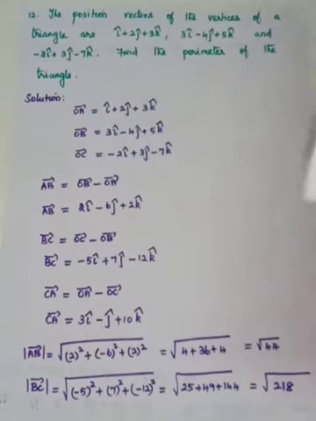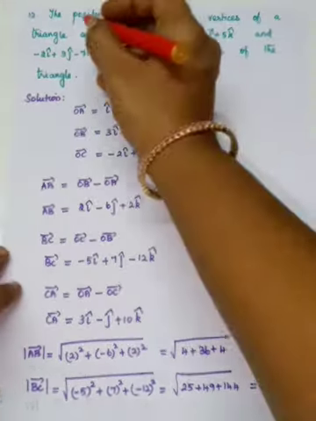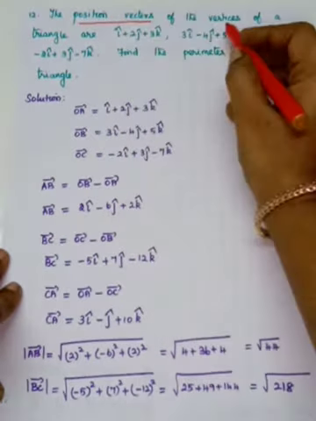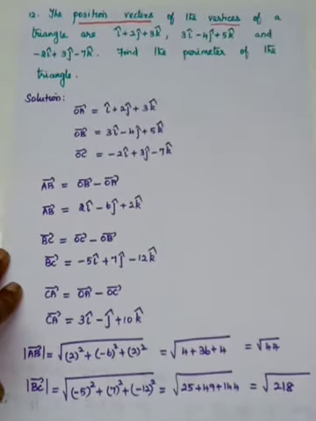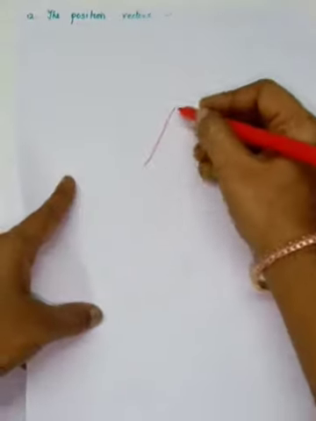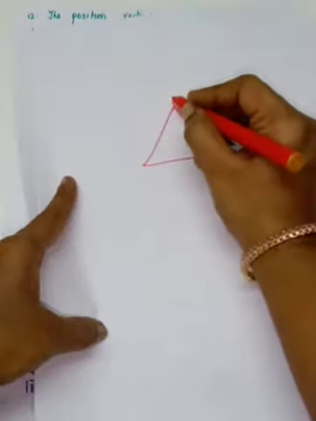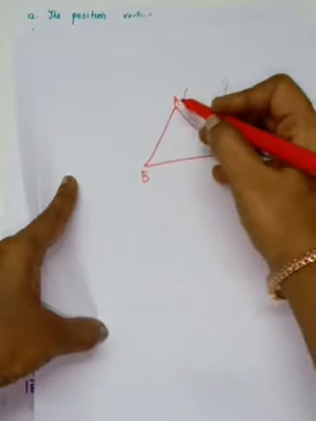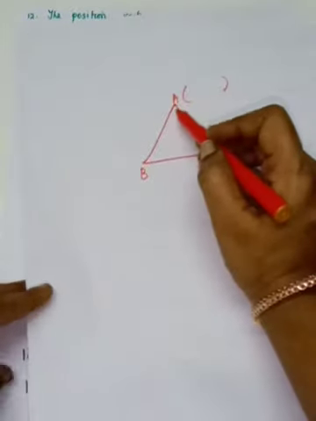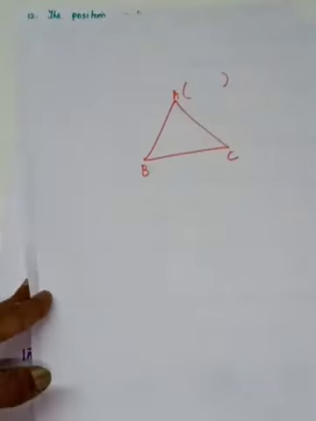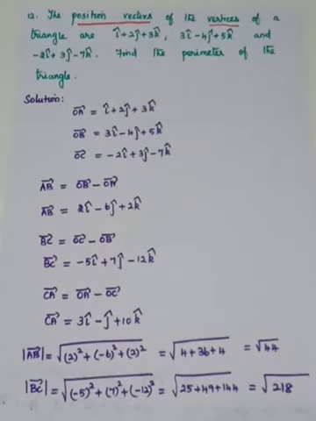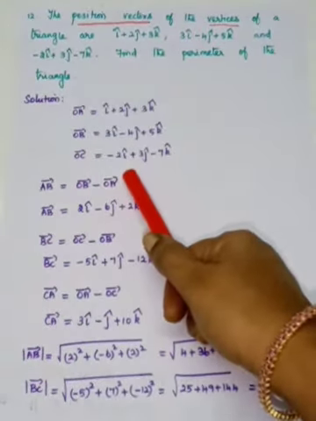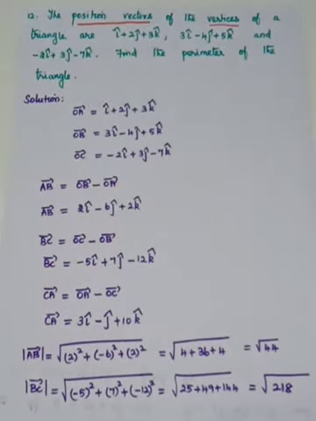Okay, so we'll see the 12th problem. The position vectors of the vertices of the triangle are given. You see the words, the position vectors of the vertices. If we have a triangle, what are the vertices? A, B, C. Now here what is given? The position vector of the points: OA vector, OB vector, OC vector are given. Find the perimeter of the triangle.